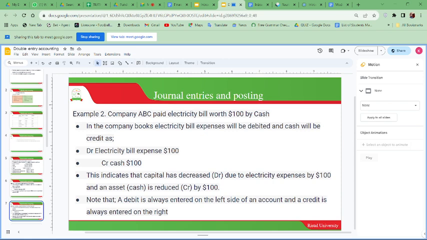When we look at an electricity bill, it is an example of expenses. And when there is an increase in expenses, we put it under the debit side. That's why we said debit electricity bill expenses 100 and credit cash 100. So our journal entry balances, because here we have to balance our entries. This indicates that capital has decreased due to electricity expenses by 100 and an asset, cash, is reduced by 100.